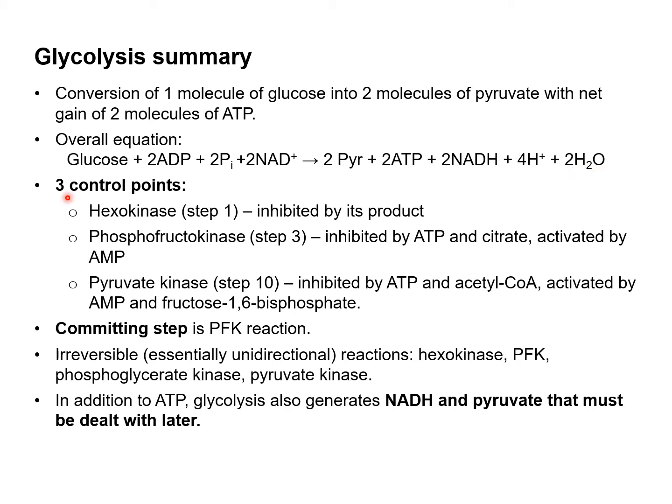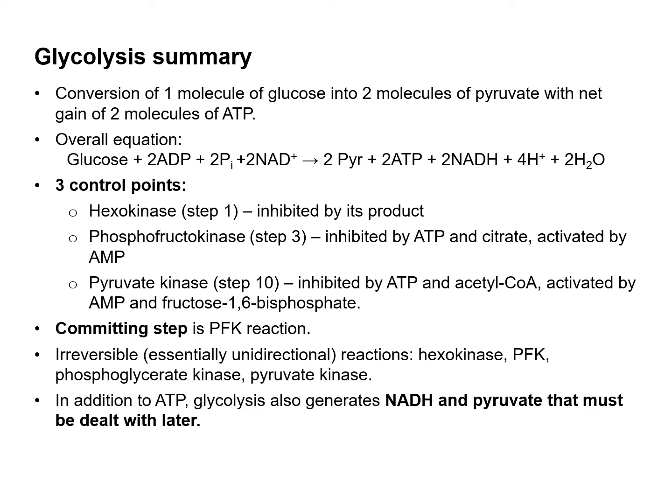And there are 3 control points in glycolysis. The first one is the hexokinase reaction, which happens in step 1, and it is inhibited by its own product. The second one is phosphofructokinase in step 3, which is inhibited by ATP and citrate, and also can be activated by AMP, which serves as a cellular starving signal. The last one is pyruvate kinase and its reaction in step 10, which can be inhibited by ATP and acetyl-CoA and can be activated by AMP and fructose 1,6-bisphosphate.